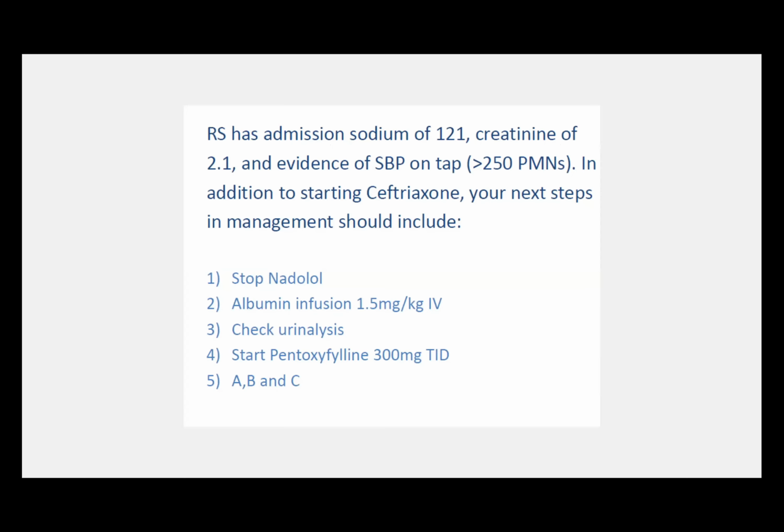So back to our patient. The patient has a sodium of 121. His creatinine is 2.1. So we know that he has some resistant ascites. And on the TAP now, they find that he has SBP because he has more than 250 PMNs. So in addition to starting ceftriaxone, what are the things you want to do for this patient?